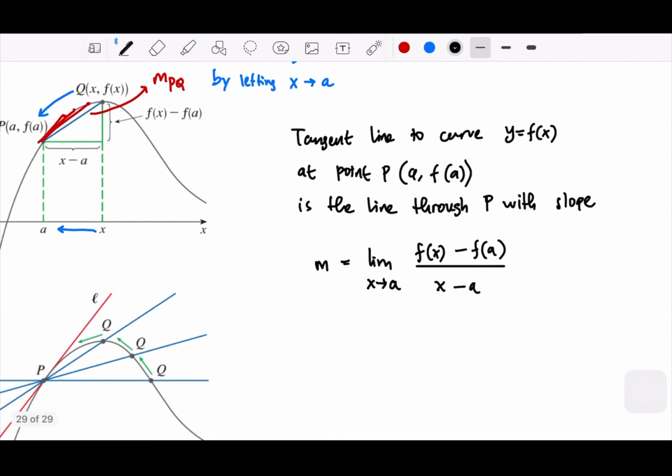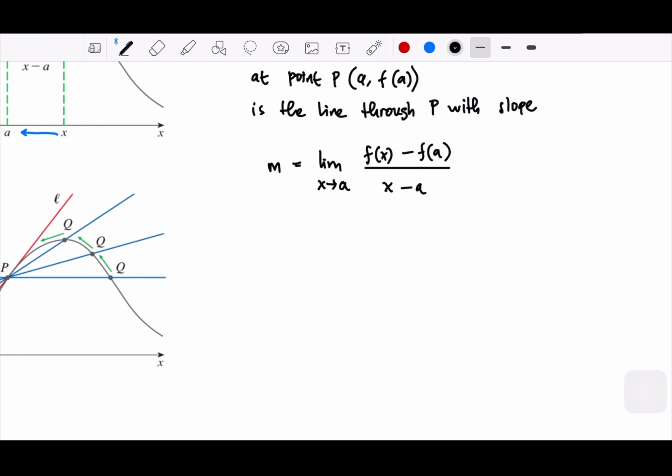Now, before we move forward to the concept of derivative, let me just go over some concepts using the tangent line, or the slope of the tangent. Let's say that we have an example of y equals x squared.